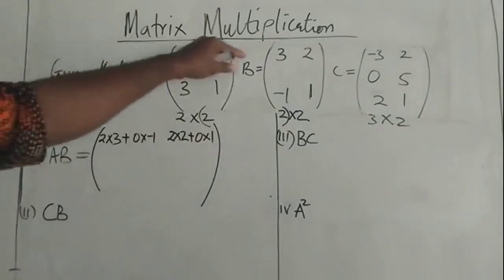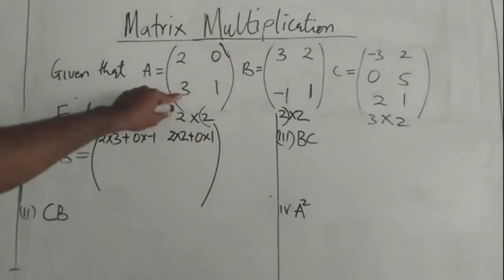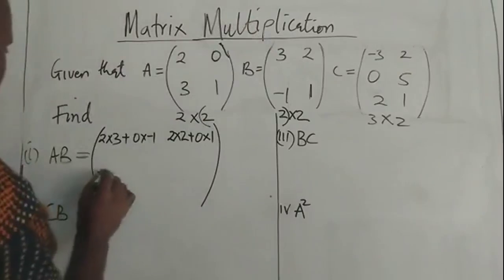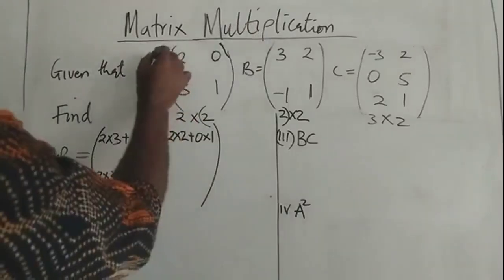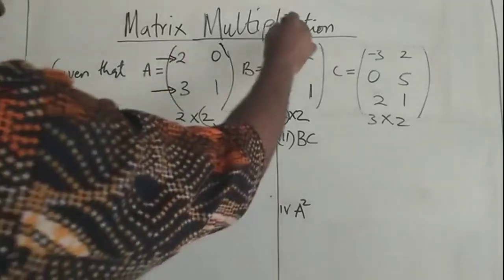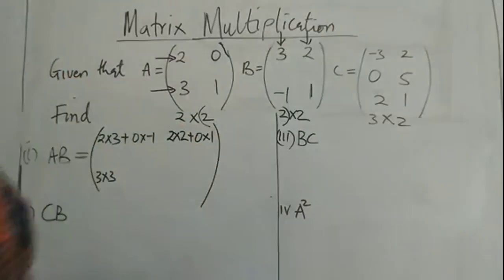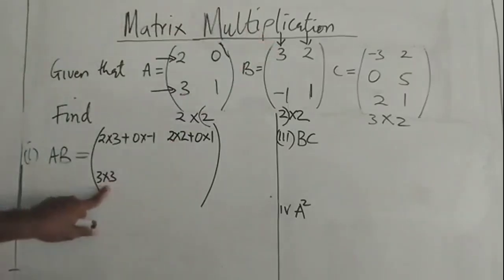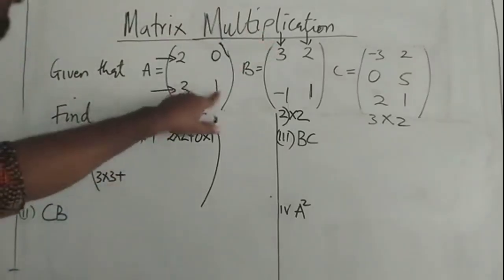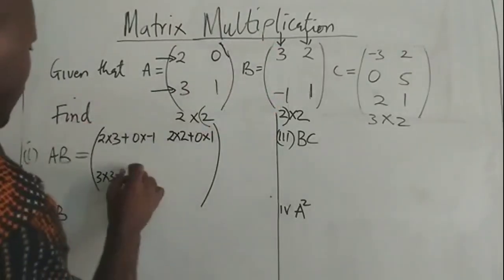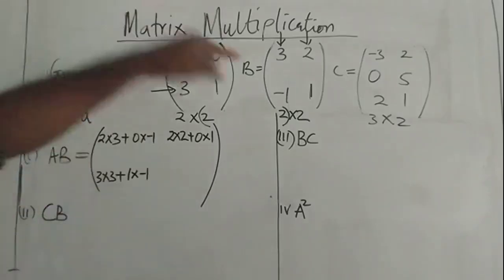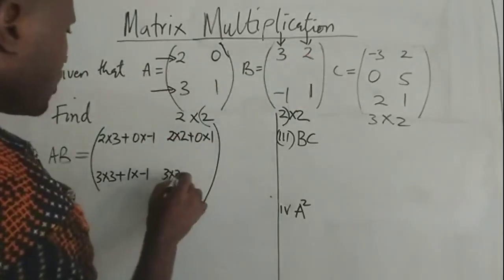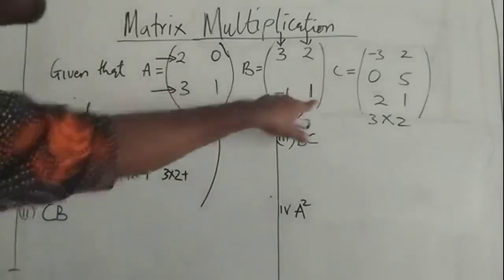We are through with multiplying with the first row. We now go to the second row. 3 times 3. This one goes row-wise, while this one goes column-wise. So 3 times 3 will give you this plus 1 times minus 1. We go to the second column. 3 times 2 plus 1 times 1.